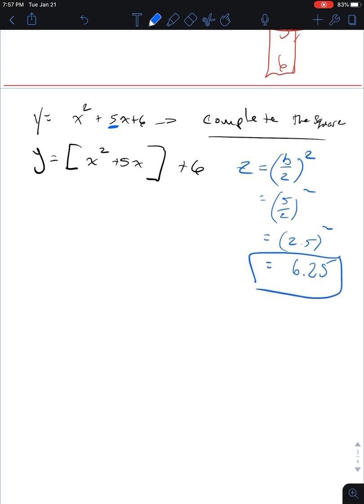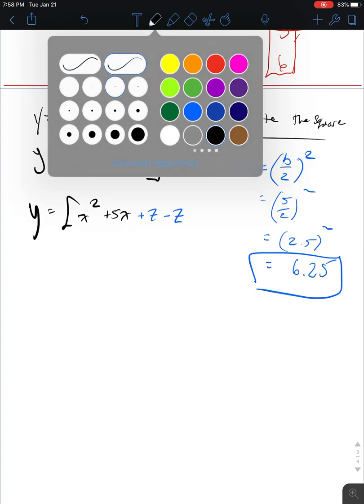6.25. You okay with that? So this is kind of a magic number, and I'll show you why it's magic in a sec. Now, something interesting happens. My Z value, I'm going to put it on the inside of the square brackets, so it goes x squared plus 5x, and then I'm going to add the Z value and subtract the Z value. Now, nothing's changed because when I add and subtract something, they net out to 0.